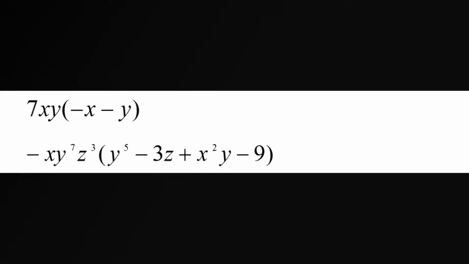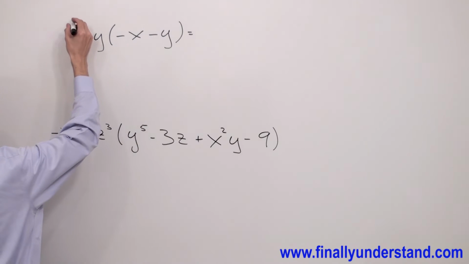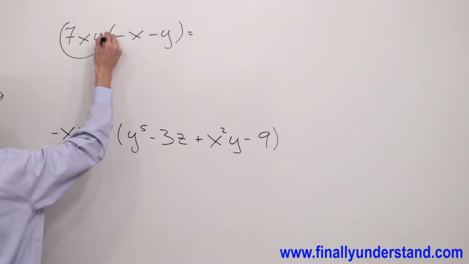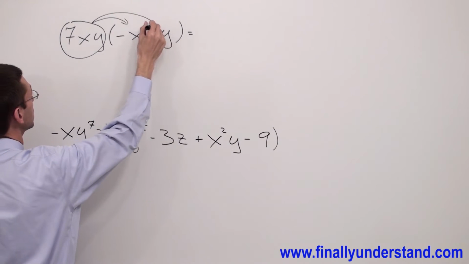Let's take a look at these examples. We have to distribute 7xy into the parentheses. Means I have to multiply 7xy by every single term inside of the parentheses.